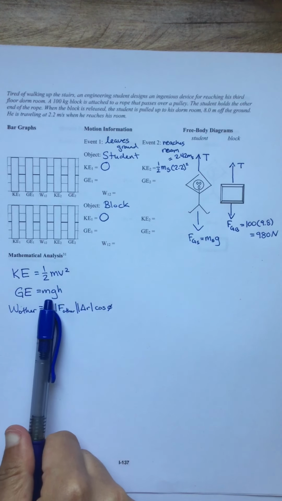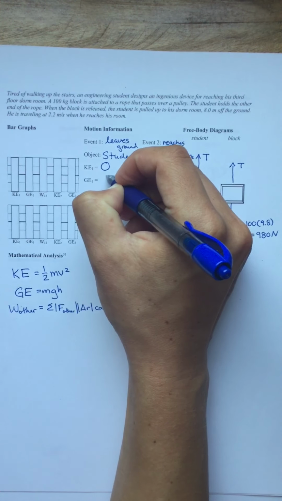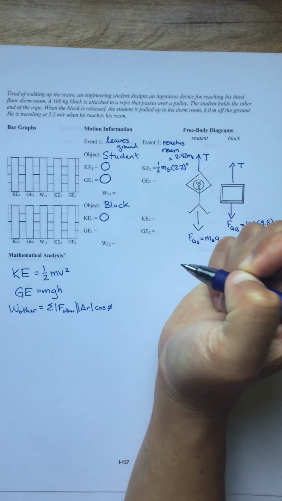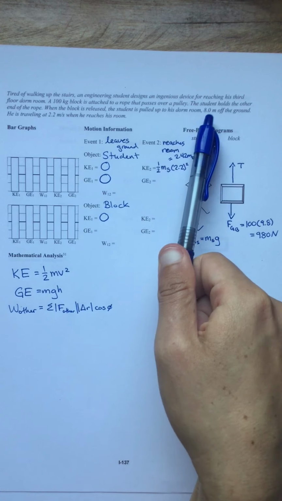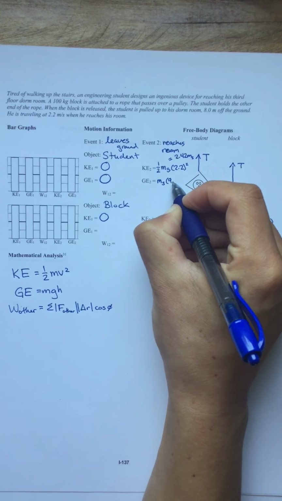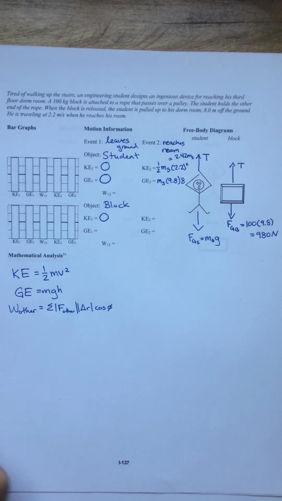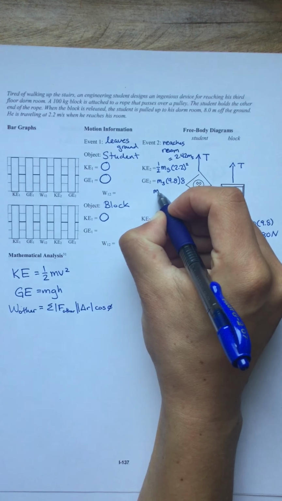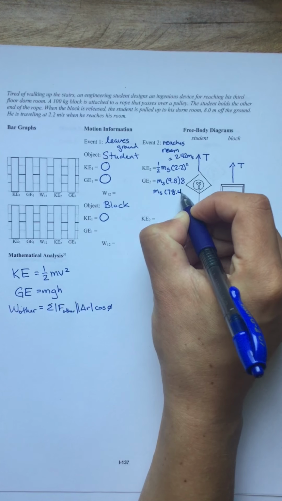Okay, then for gravitational potential energy, we have to choose where the height is equal to 0. So let's say the height is equal to 0 at ground level. So the initial gravitational potential energy for the student is 0. When the student reaches the dorm room, that's 8 meters off the ground. So this is the mass of the student times 9.8 times 8 meters. So that's the mass of the student times 78.4.